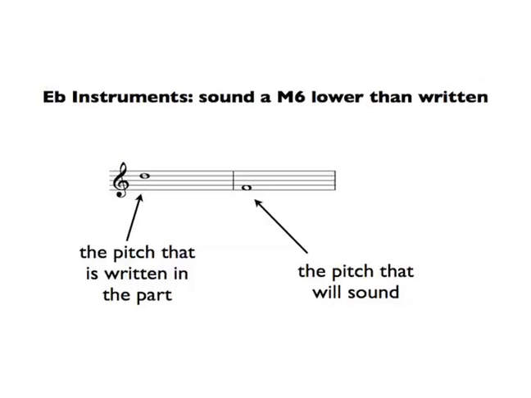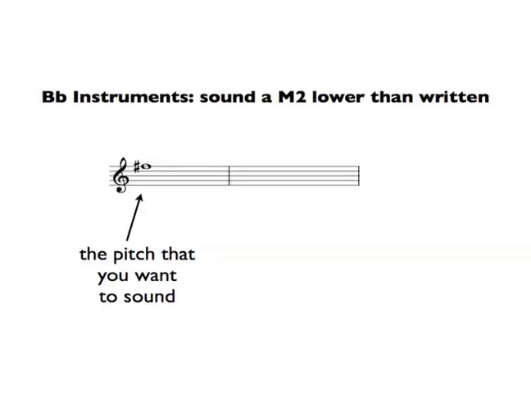Hey, why F and not F sharp, you ask? Well, because D down to F sharp, that's only a minor sixth. D down to F is a major sixth, and all E flat instruments sound a major sixth lower than written. Okay, one more. You need a clarinet player to play a note that sounds F sharp. So what are you going to write in his part? Stop the video and figure it out.